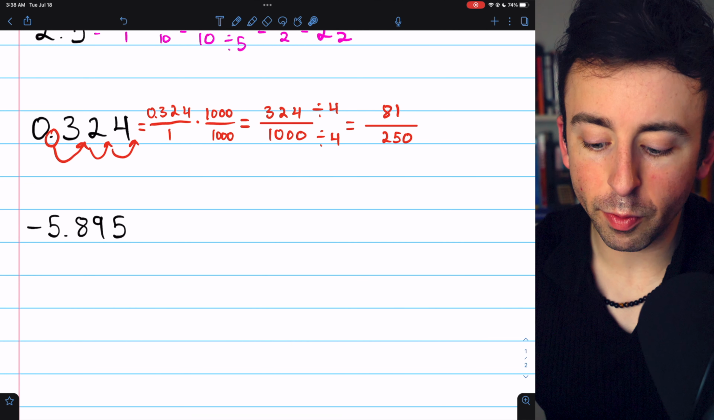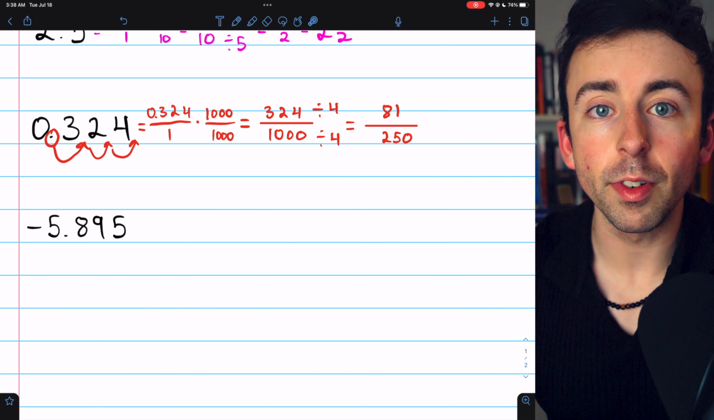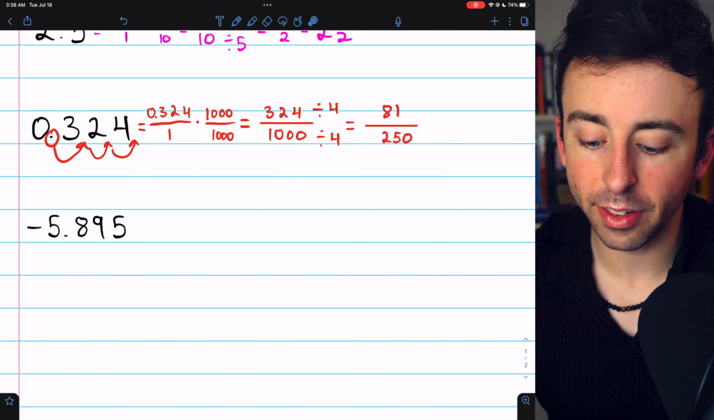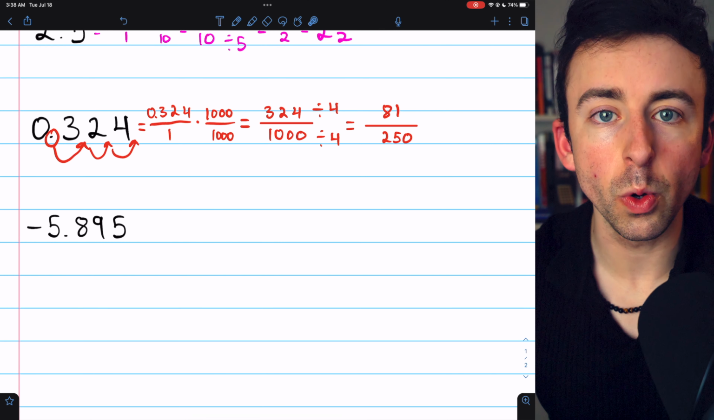By the way, I knew that 4 was a factor of the numerator and denominator because I know 4 is a factor of any multiple of 100, which means it's a factor of 1,000, and it's a factor of 300, and I also know 4 is a factor of 24, so that's how I knew it would work out.